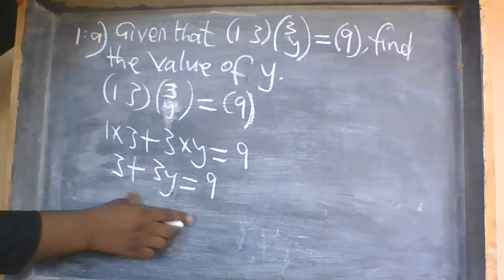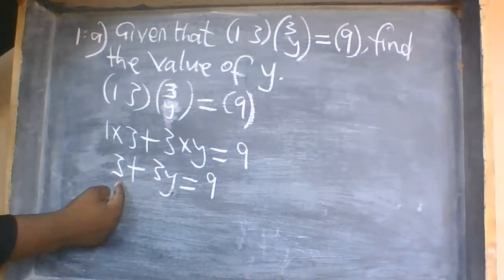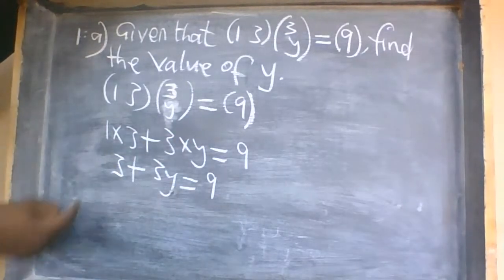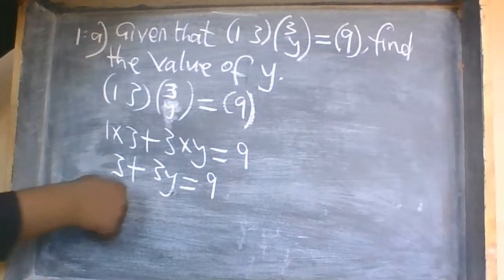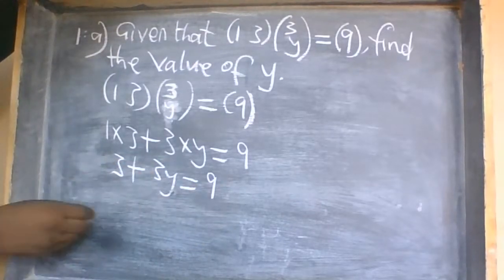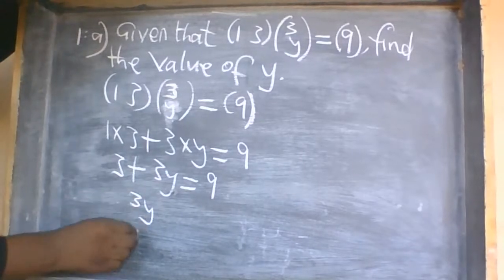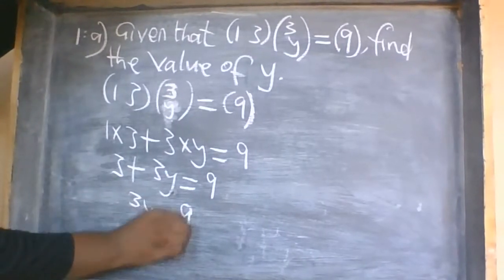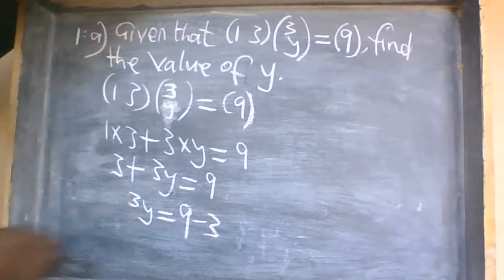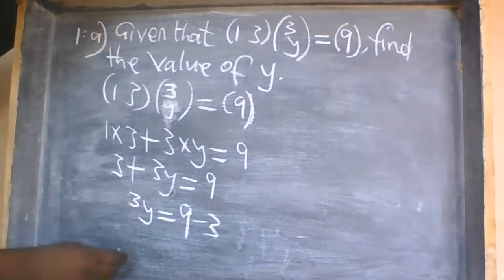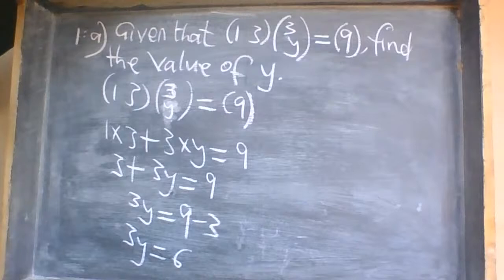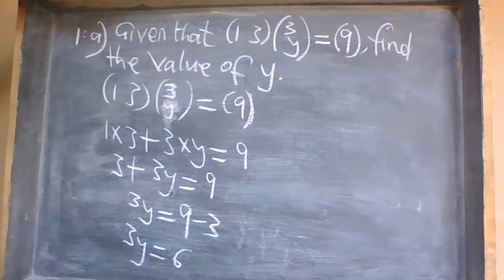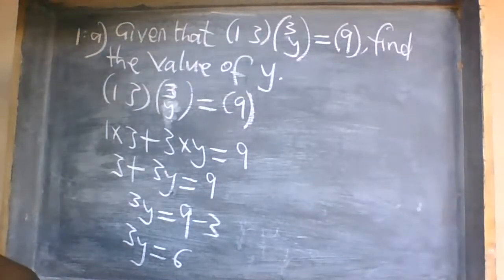Therefore we are going to collect the like terms. This 3 will cross the equal sign, and when a number crosses an equal sign, it changes the sign. This is positive 3; when it crosses the equal sign, it will be negative 3. So 3y equals 9 minus 3, so 3y equals 6.